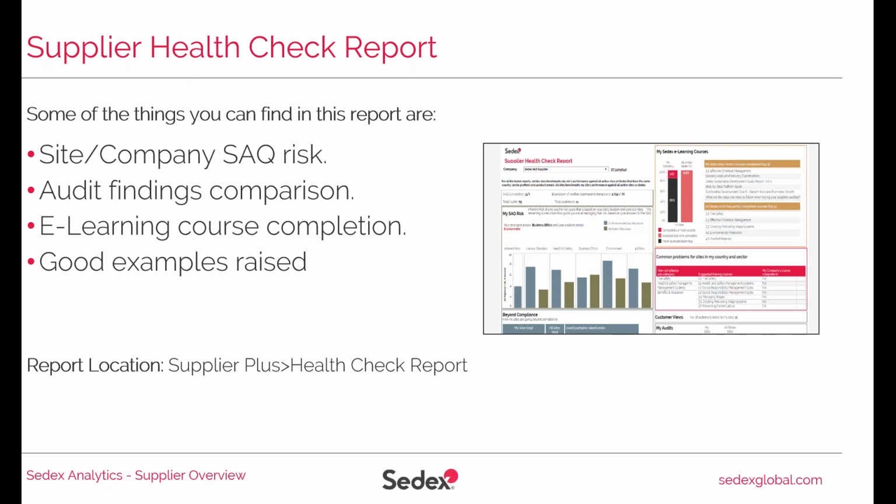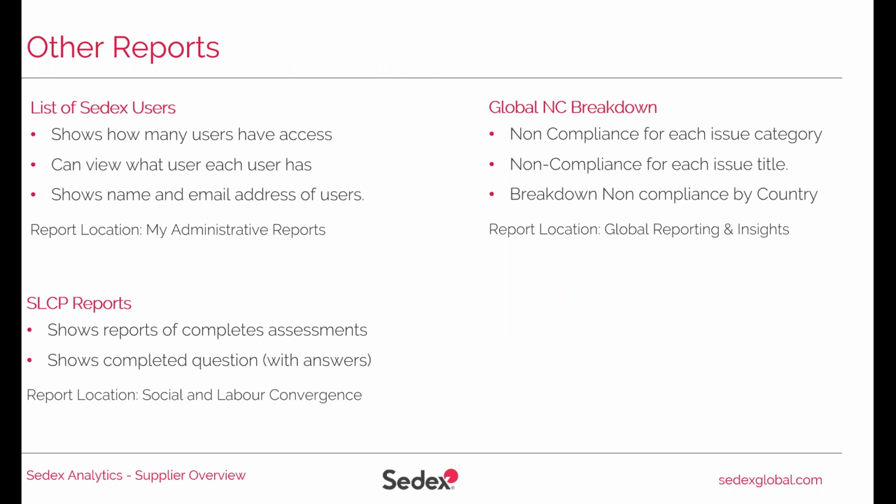And then other reports that are available include the list of Sedex users, which is good to see who has access to the system in your organization. You've also got the global non-compliance breakdown, which shows you non-compliance for each issue category using our database of information. The SLCP reports, which is the Social Labor Convergence Program, show you reports of completed assessments. Again, you would need to be part of the SLCP or registered to SLCP. And again, it's only focused around apparel and footwear suppliers. If you're part of that, you can run reports on that information as well.